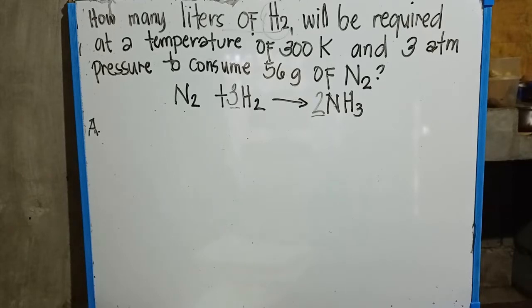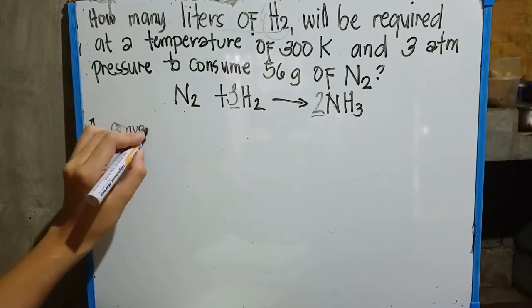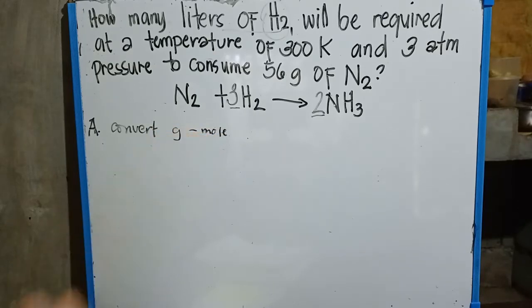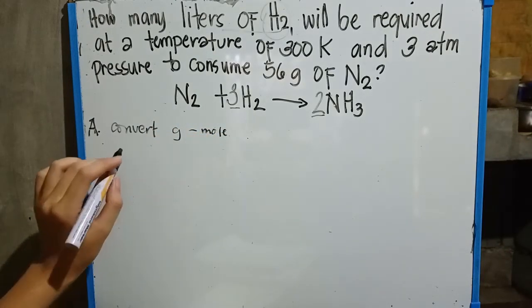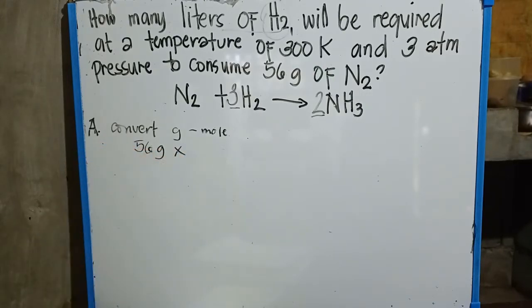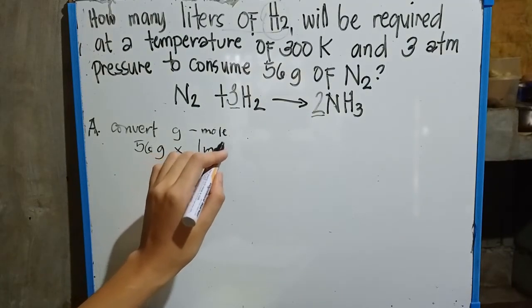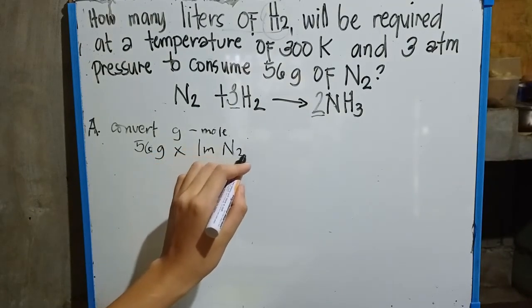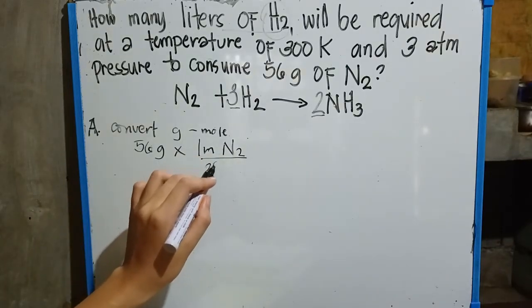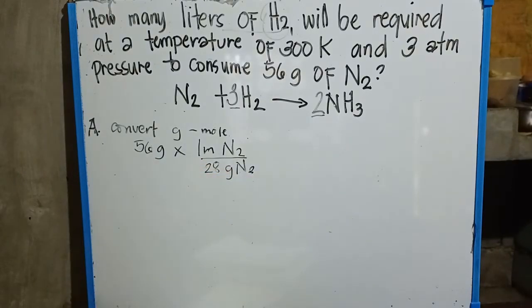So first, convert grams to mole. Our grams here is 56 grams. Multiply to our 1 mole of nitrogen gas over 28 grams of nitrogen gas.